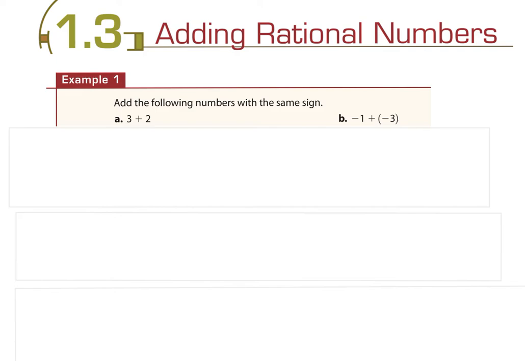So this section is all about adding rational numbers. We all know what rational numbers are. They're any number that can be written as a fraction. So that's going to be your natural, whole, integer, and rational. All of those fall under the rational umbrella, right?